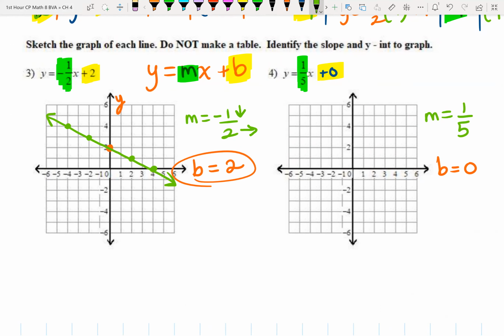Go to number 4. Plot your y-intercept, which is 0, right in the middle on the y-axis. Use your slope. It's a positive slope, so you're going to go up 1 to the right 5 from that y-intercept. So up 1 to the right 5, and you're quickly out of space. You can reverse that pattern and do down and to the left, and draw your line through your points with a ruler with arrows at both ends, and you've got 2 great looking graphs.